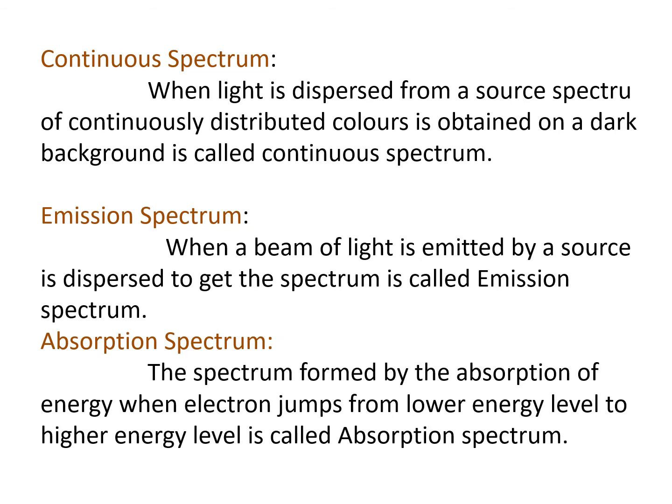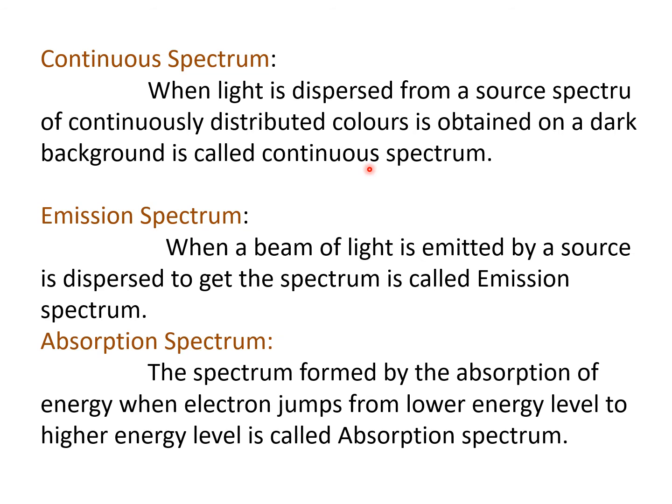What is a continuous spectrum and an emission spectrum? Continuous spectrum means when light is dispersed from a source, a spectrum of continuously distributed colors on a dark background is obtained. This is known as continuous spectrum.